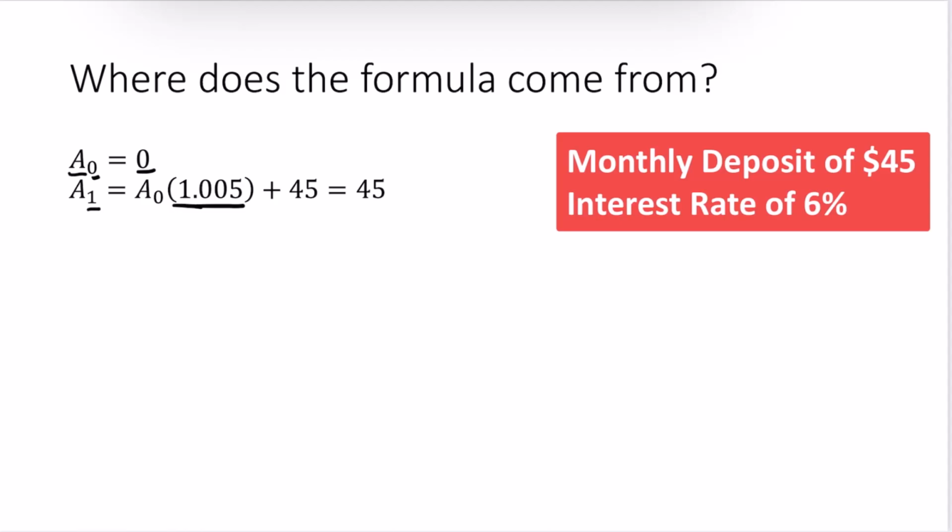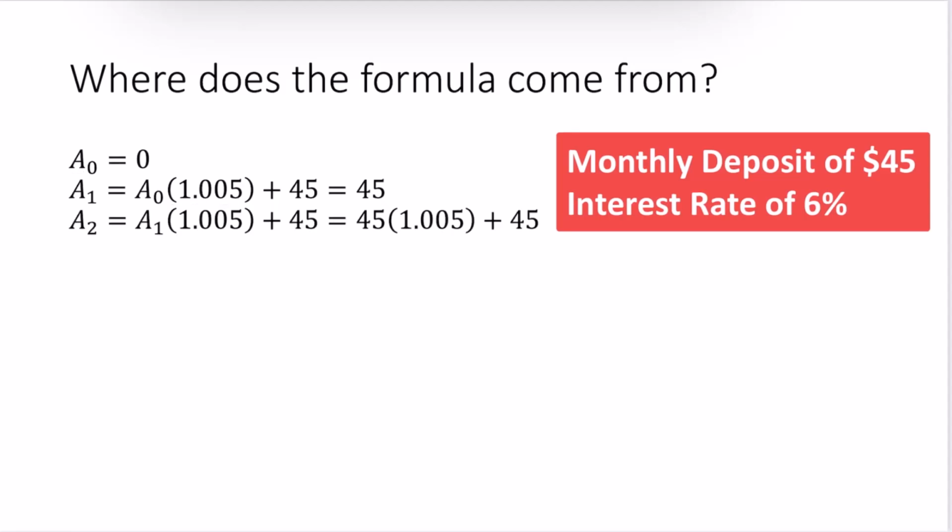After 1 month, we're going to have 1.005 times the amount of money we had from the last month, which in this case is just going to be 0 because we had $0 last month. But I'm going to charge interest on however much money is in my savings account from the month before. And then I'm going to add $45 because I make a deposit. So after 1 month, I have $45.